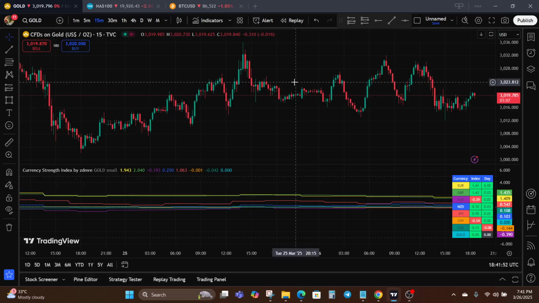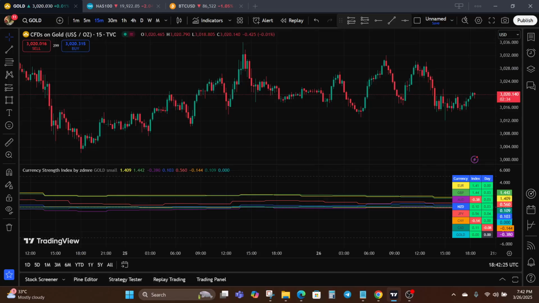In the case whereby maybe you have USD losing strength and maybe the Swiss franc CHF gaining strength, if you want to trade the USD CHF pair, because the USD is losing strength and the CHF is gaining strength, then you'll be looking towards getting sell opportunities on the USD CHF. So this is just a few examples on how to make use of indicators like this that give you the strength of different currencies.